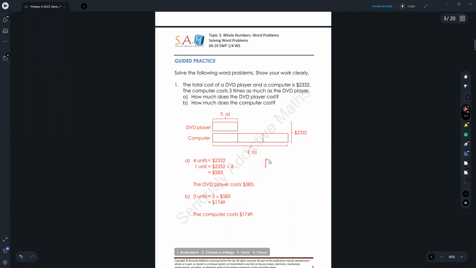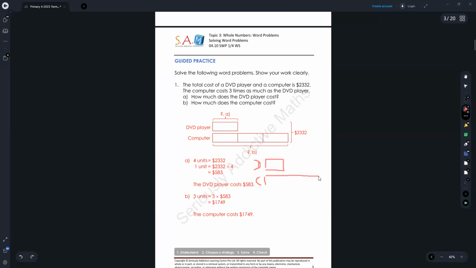What it means is that you draw a DVD player. All right. So I'm going to just put D for short. And then you draw the computer. Computer is 3 times, means 3 units. Right. Try to draw it as proportionate as possible. I know I did it wrongly already. Okay. So beg your pardon.